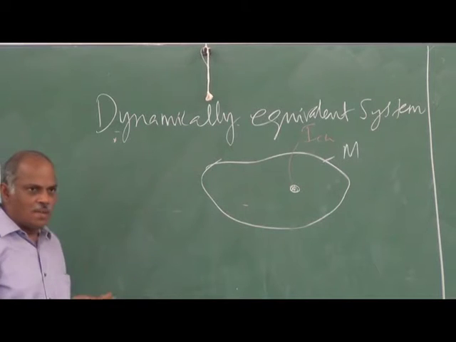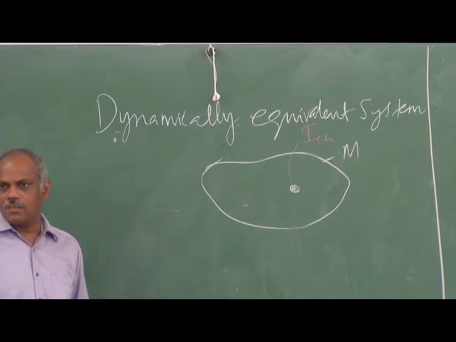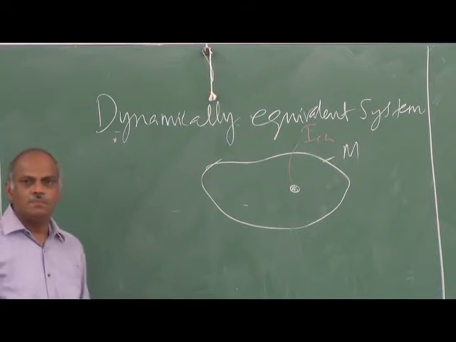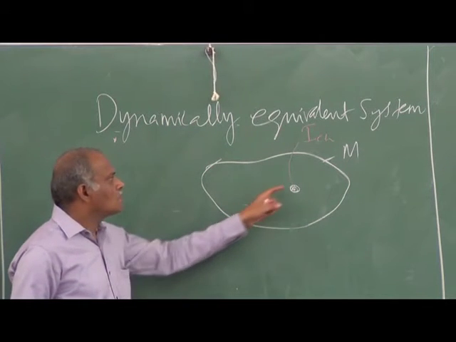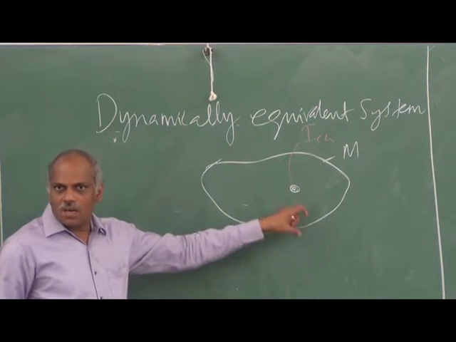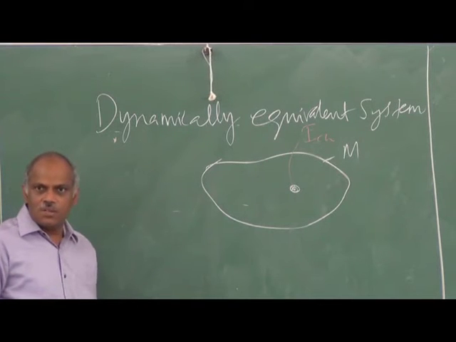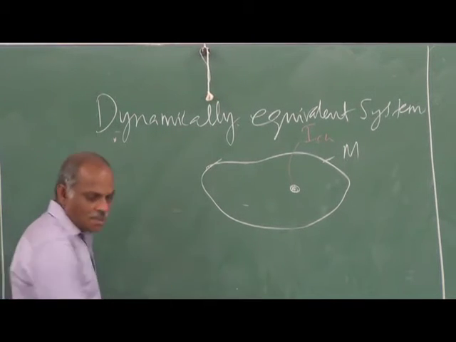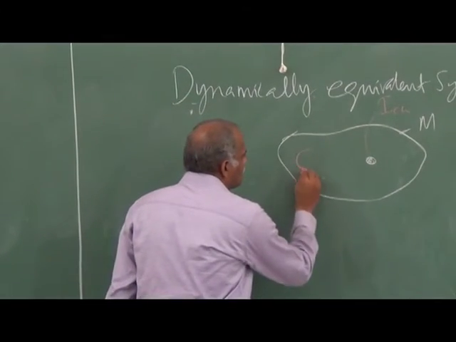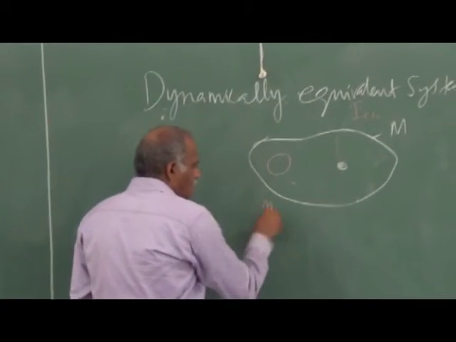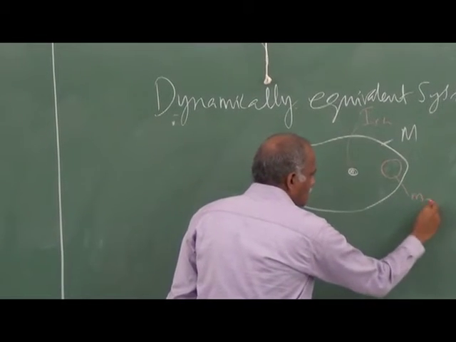You can find out a dynamically equivalent system. That means when a force is applied, it will undergo same motion, same linear acceleration and angular accelerations. If a torque is applied, it will undergo same angular acceleration. So what we are trying to do in the case of a dynamically equivalent system is we will use two masses, with the m1 and another mass with the m2.